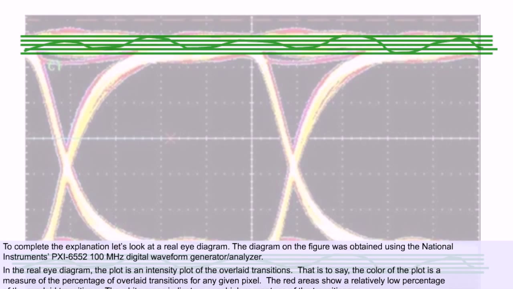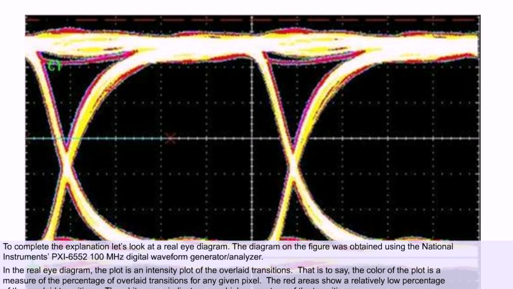To complete the explanation, let's look at a real eye diagram. The diagram in the figure was obtained using the National Instruments PXI-6562 100 MHz digital waveform generator and analyzer. In a real eye diagram, the plot is an intensity of the overlaid transitions. That is to say, the color of the plot is a measure of the percentage of overlaid transitions for any given pixel. The red areas show a relatively low percentage of the overlaid transitions. The white areas indicate a very high percentage of the transitions.